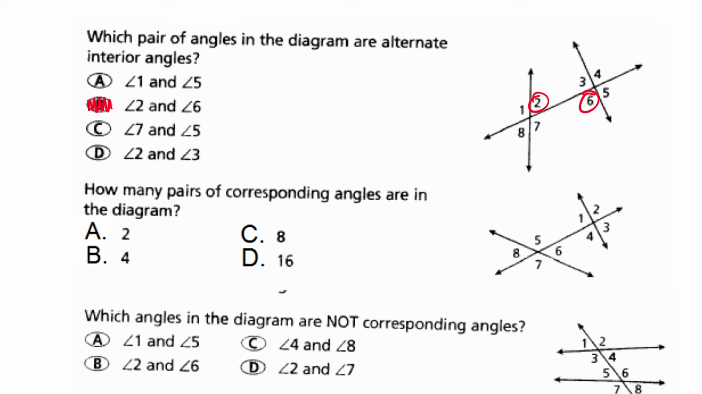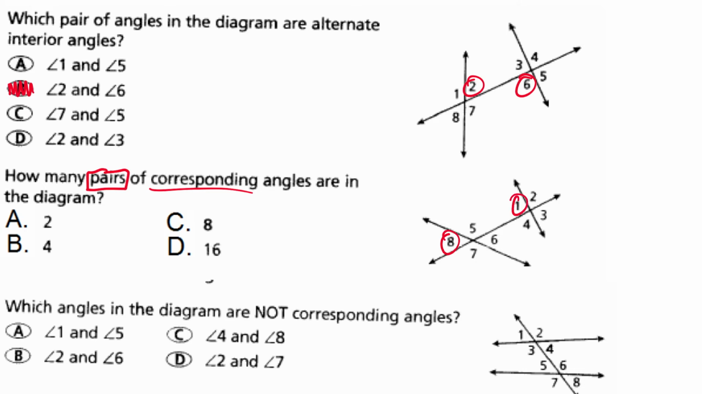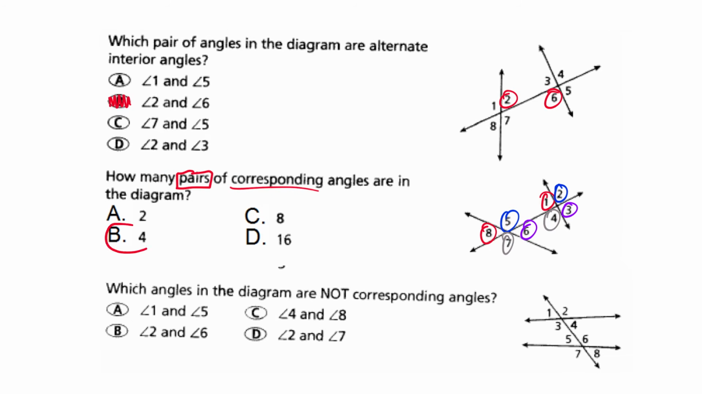Okay, next one. How many pairs of corresponding angles are there? Now, this one's a little bit tricky, but it says how many pairs of corresponding angles. Okay, so 8 and 1. Those are corresponding, right? Yep. So that's one pair of corresponding. Okay, 2 and 5 are the second pair. 6 and 3 are the third pair. 7 and 4 are the fourth pair. There are 4 pairs of corresponding angles.